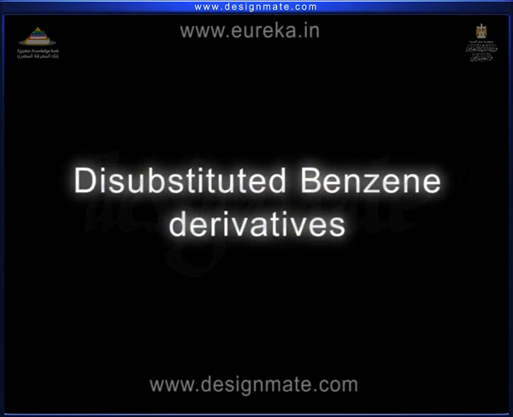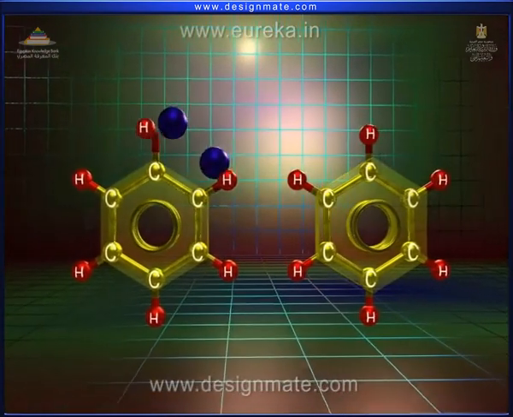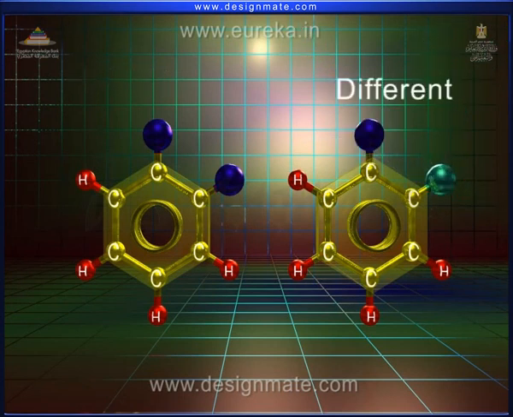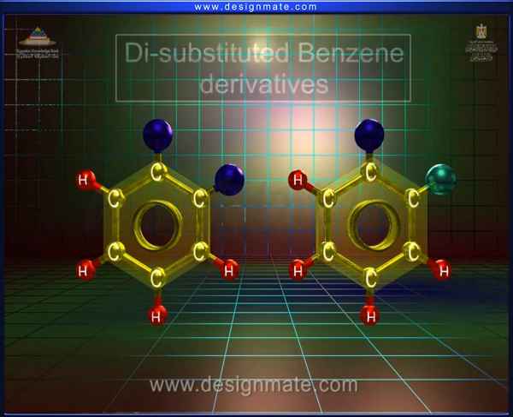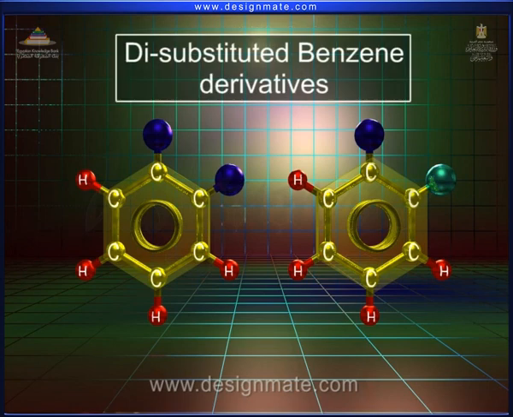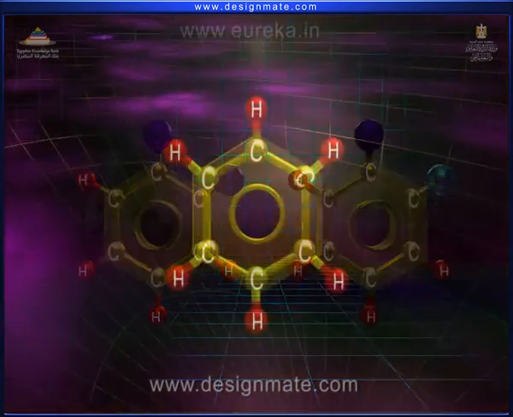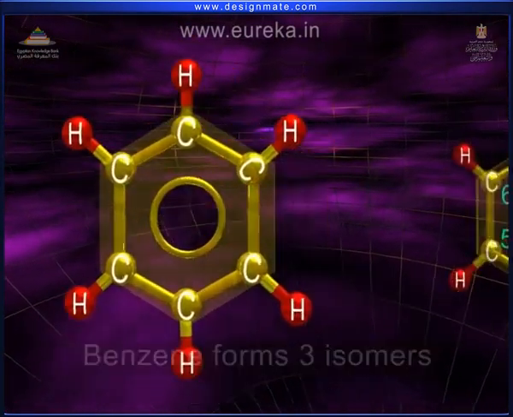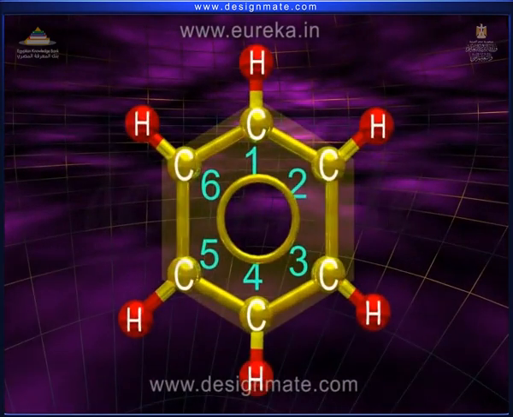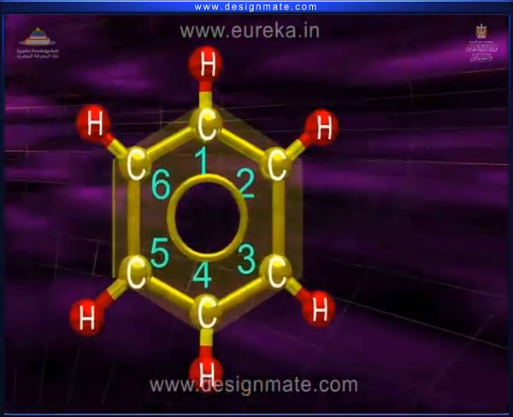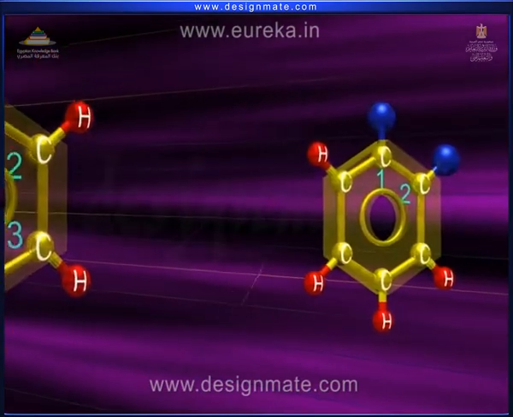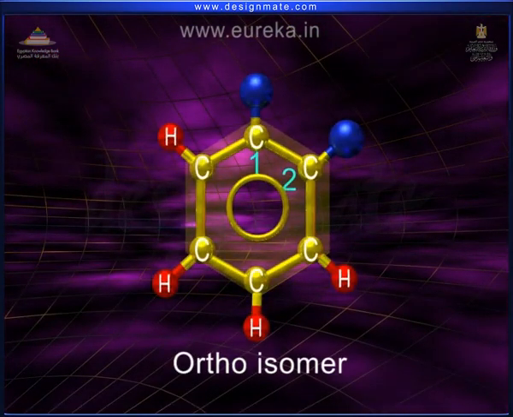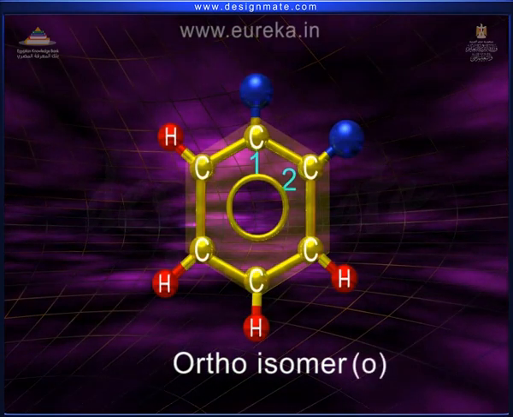Disubstituted benzene derivatives. When any 2 hydrogen atoms of benzene are displaced by 2 similar or different functional groups, the compounds obtained are called disubstituted benzene derivatives. Benzene forms 3 isomers of disubstituted derivatives. If functional groups are present on neighboring carbons, the isomer obtained is called ortho isomer. They are shown by the sign O.